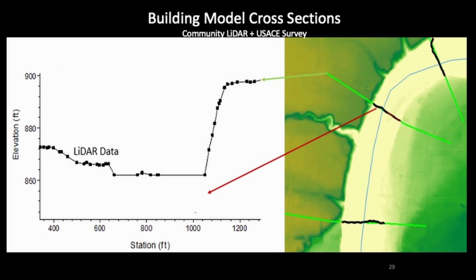And so the Detroit district flew LiDAR. And so we had brand new, beautiful LiDAR, and we got these really nice cross sections.